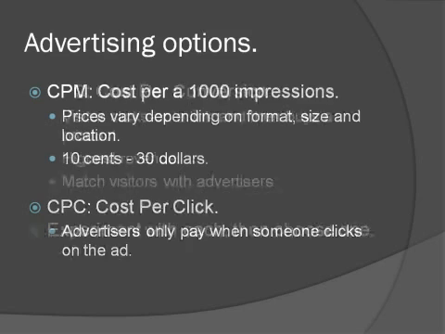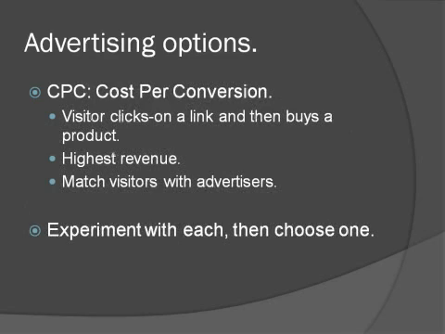Another popular option is CPA, or cost per conversion. Advertisers pay when a visitor on your website clicks on a banner and then buys a product or service on the advertiser's website. This option yields the highest revenue for you, but it is the most difficult to achieve, mainly because you need to carefully target visitors that have a credit card and that are willing to pay for a product or service online.